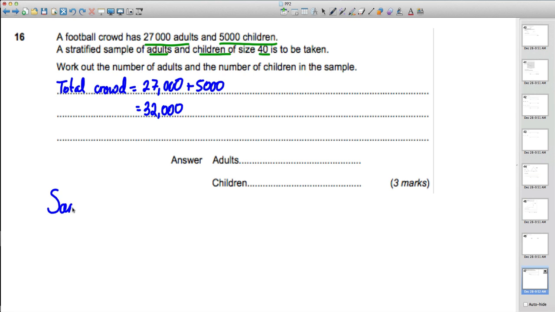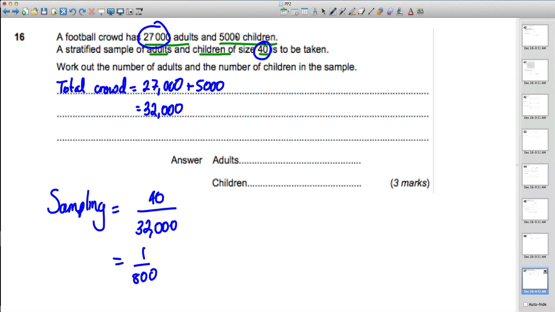So your sampling fraction, what percentage are you sampling? Well, it's how many you sample, 40, out of the total 32,000. Tap that in your calculator. 40 over 32,000 is 1 over 800. That's your sampling fraction. You want to sample 1 in every 800 people. Now, there are this many adults, this many children. You want to do the right ratios. So you do 27,000. You want to sample 1 in every 800 of them, so you multiply by that.